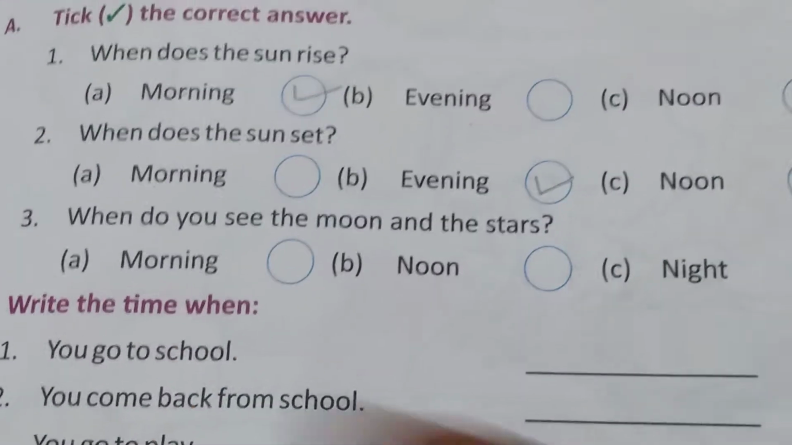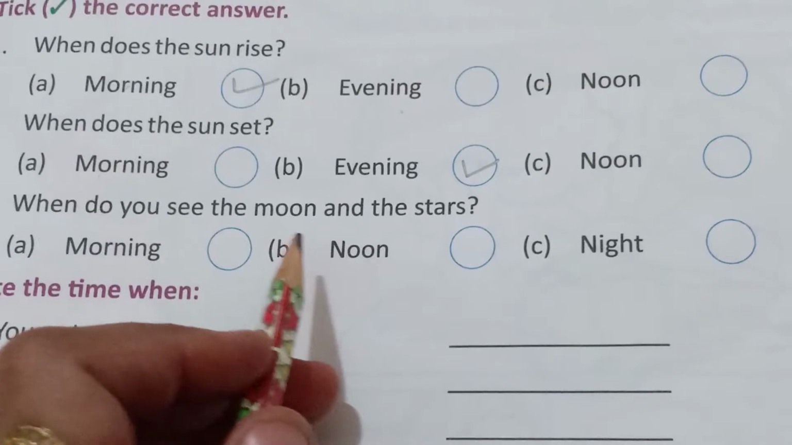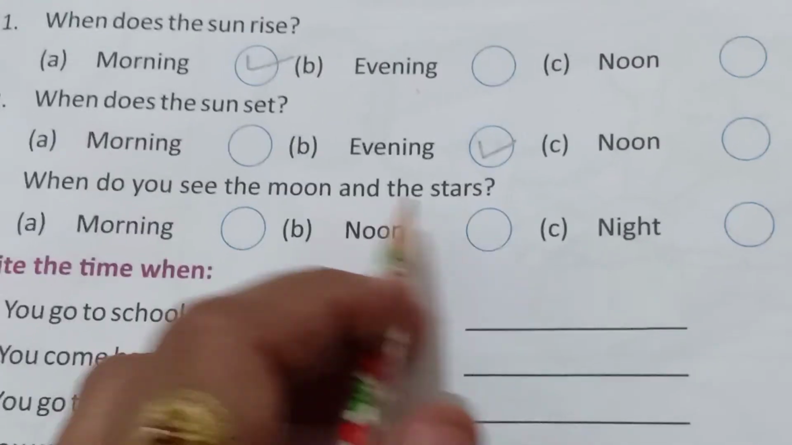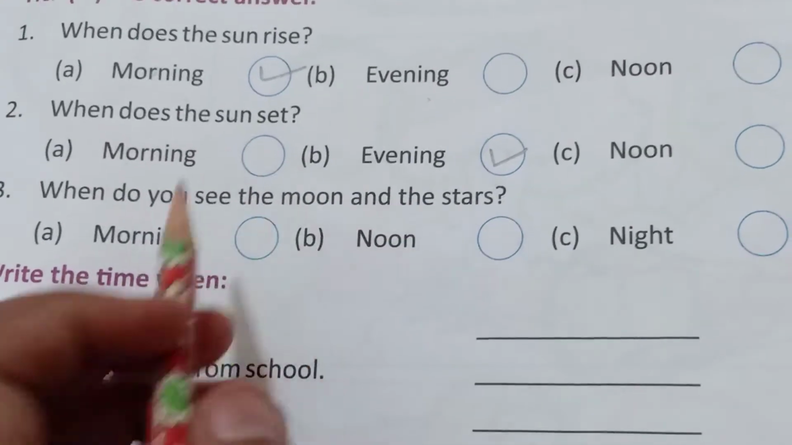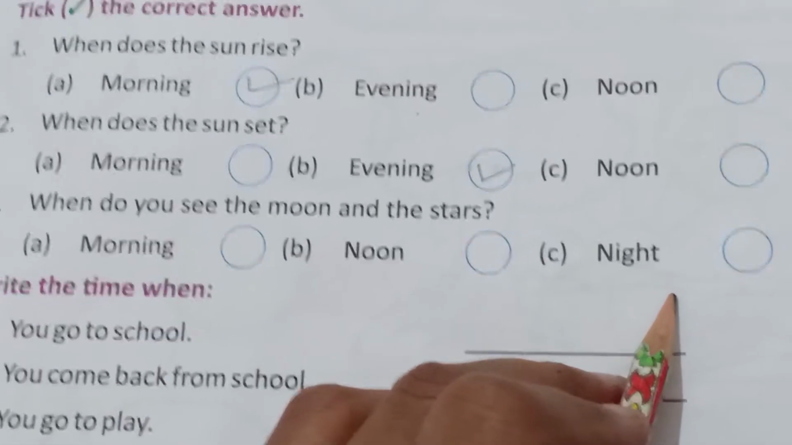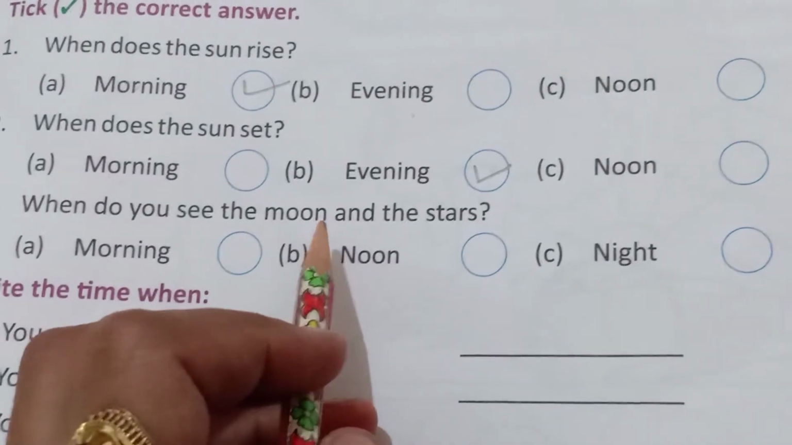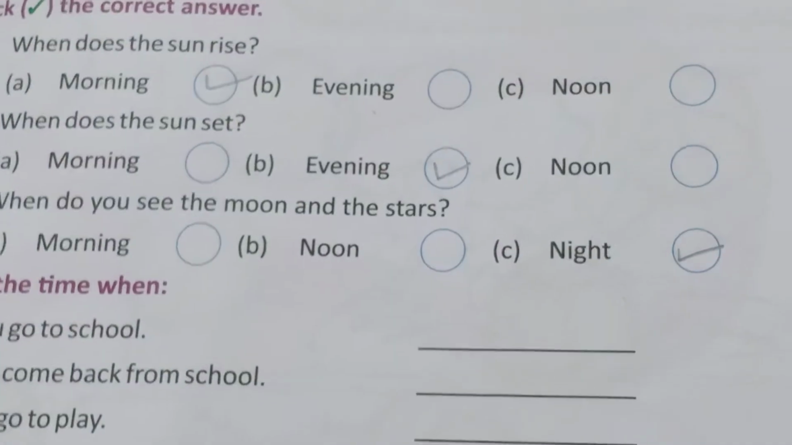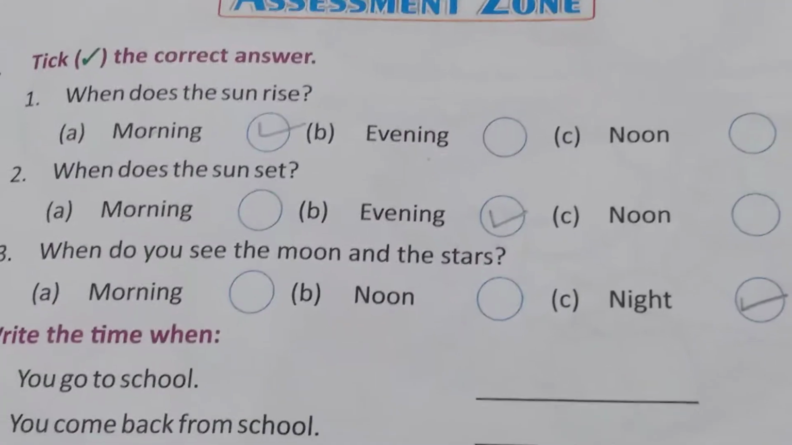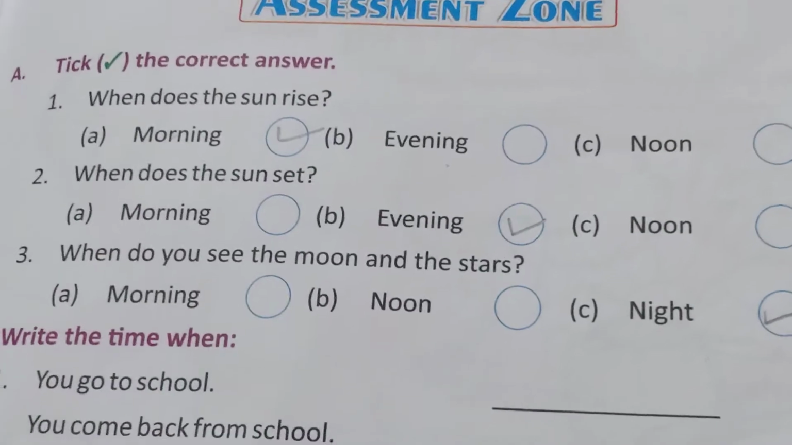Is that clear? Now the third sentence, when do you see the moon and the stars? हमें moon और stars कब दिखाई देते हैं? Morning, noon या night. So the correct time for when you can see the moon and stars is the night time. So we will put a tick in front of night. Is that clear? So I hope all these 3 points are clear to you all.